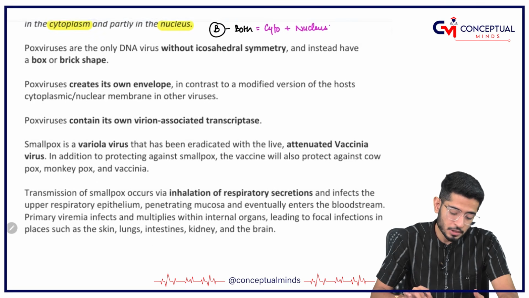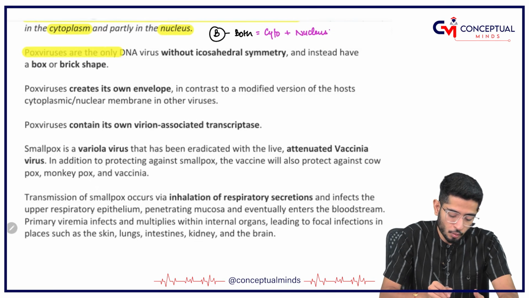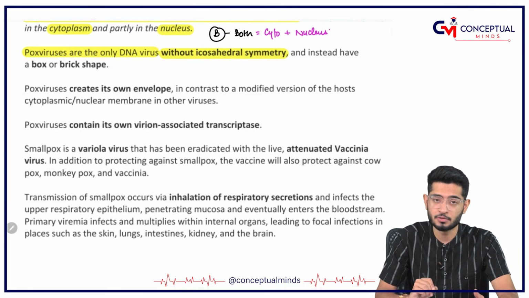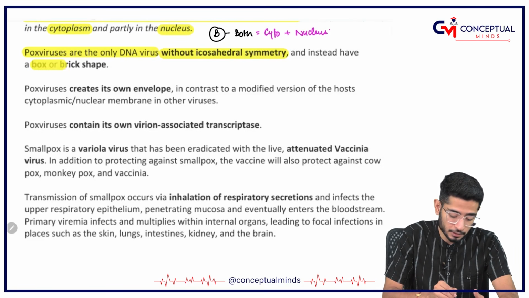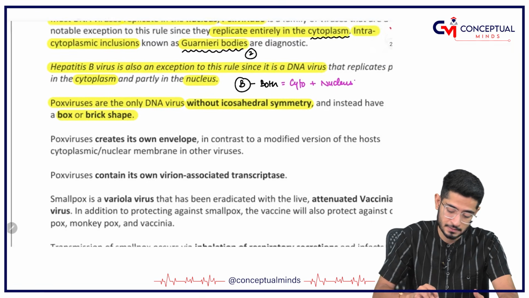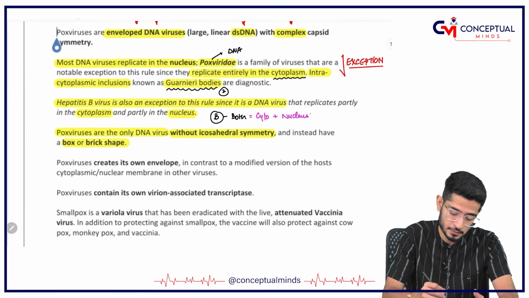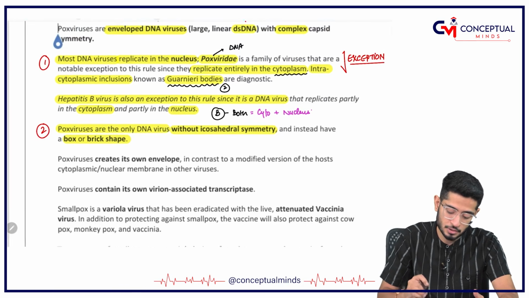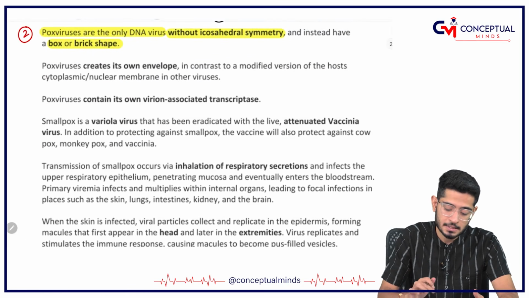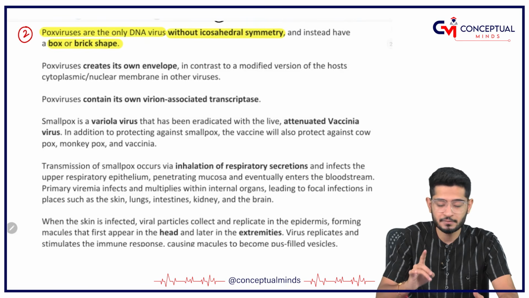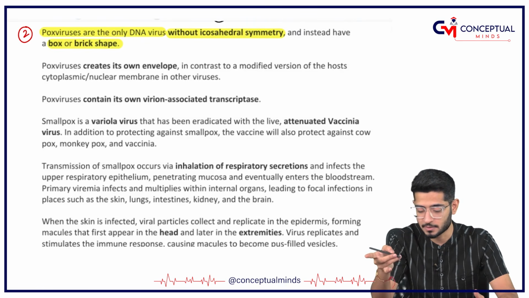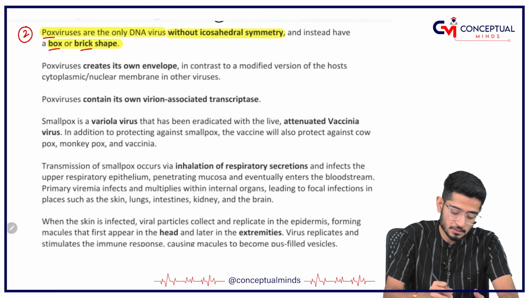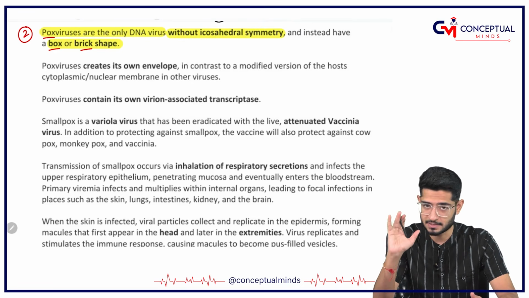Now, pox viruses are the only DNA viruses without icosahedral symmetry, and instead they have a box or brick-shaped structure. So this is an exception. One exception was the site of replication. The other exception is that pox virus is the only one, because all the DNA viruses have icosahedral symmetry, whereas pox is a box, that means it has a box or brick-shaped symmetry.